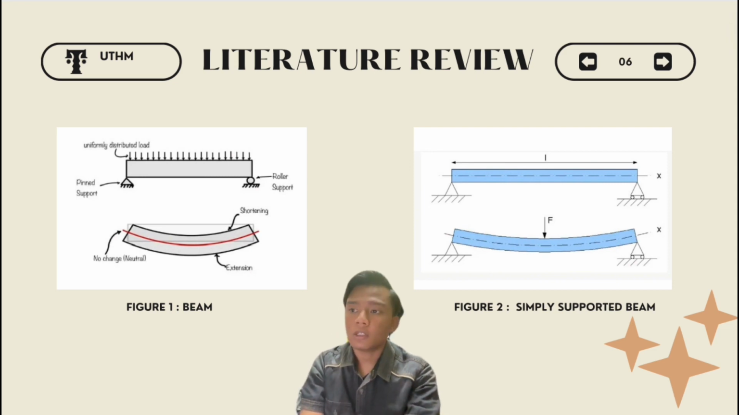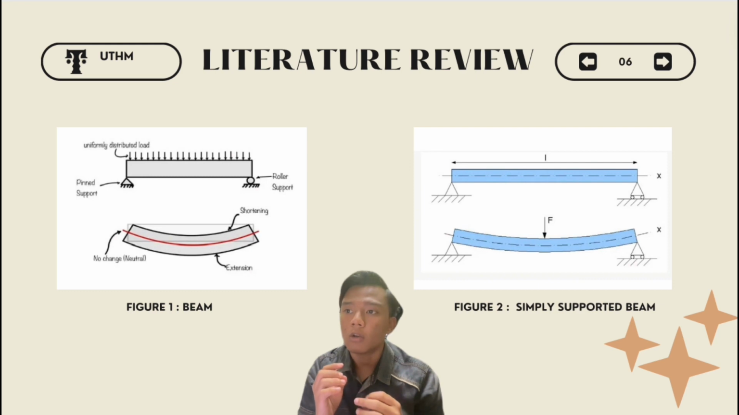So as you can see at the slide, for figure 1 is our beam. So beam is a structural component with a longitudinal axis that spans between supports and provides support to transverse load that effectively combats internal stress like load, bending and shearing.